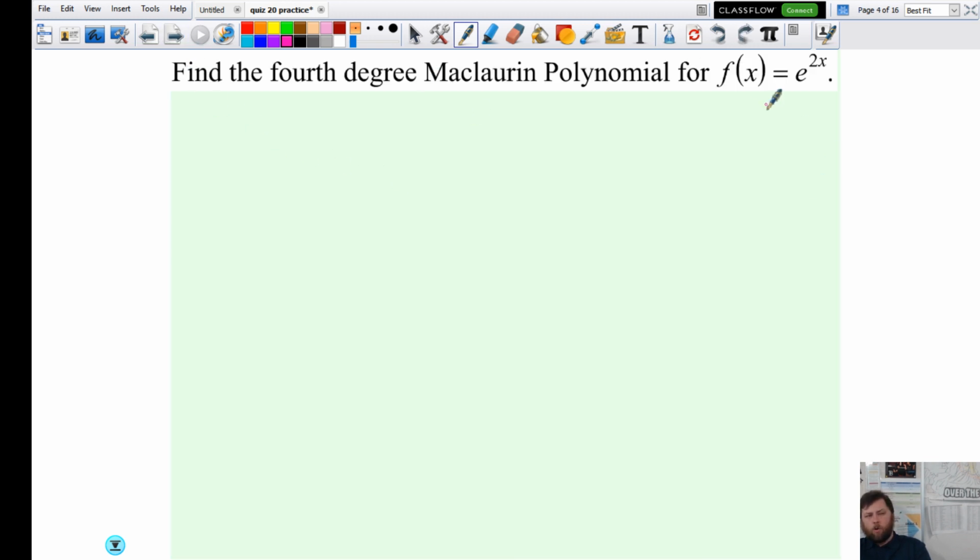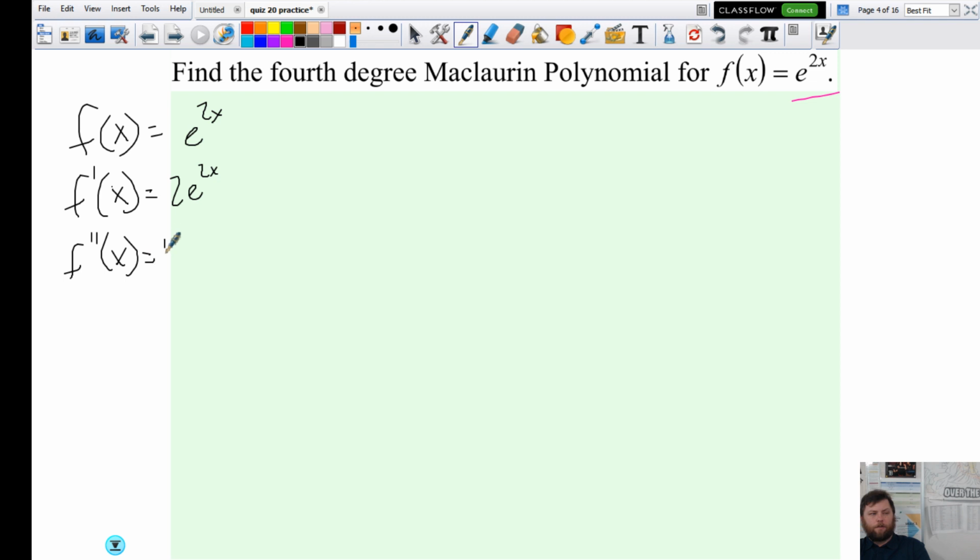Fourth degree Maclaurin polynomial. So you could probably do this with the power series things I tell you to memorize, but let's do it our normal way. So I have to go fourth degree. So f of x is e to the 2x. We have to go down to the fourth derivative. So f prime of x is going to be 2 times e to the 2x because of the chain rule. f double prime of x is going to be 4 times e to the 2x. f triple prime of x is equal to 8 times e to the 2x.